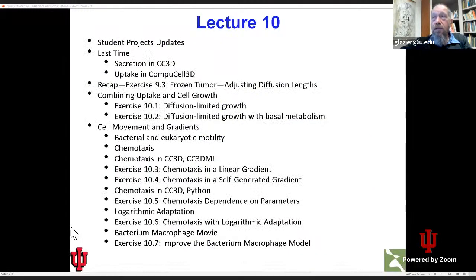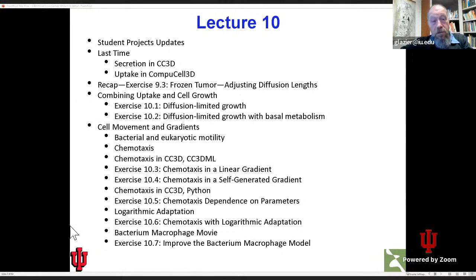So today I'd like to get very quick updates on where people are for their projects. And then I want to review what we did last time, which is 2 weeks ago, on secretion and uptake. And then I want to start from the exercise we were doing at the very end of class 2 weeks ago. So that's a homework problem, which may seem so distant that we've all forgotten it. And then we will build on that to do our little simple avascular tumor simulation. And then I want to move into talking about chemotaxis.